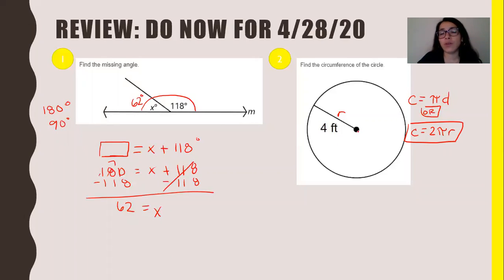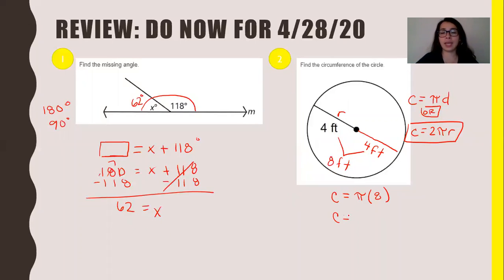So I know that if this is 4 feet, and I continue it all the way through, that's another 4 feet. And I know 4 plus 4 is 8 feet. So now I plug it into my formula. Circumference is equal to pi times 8. Again, diameter.